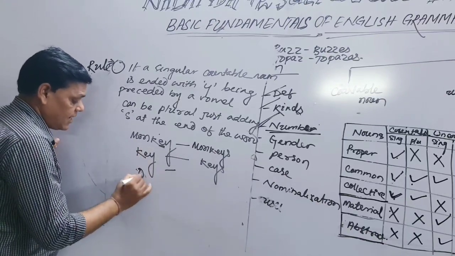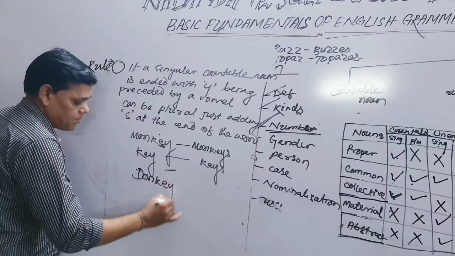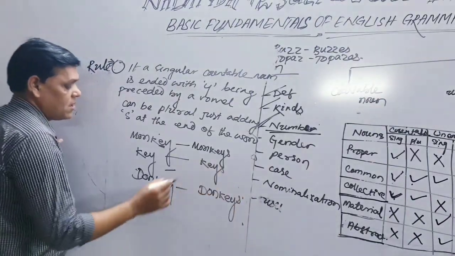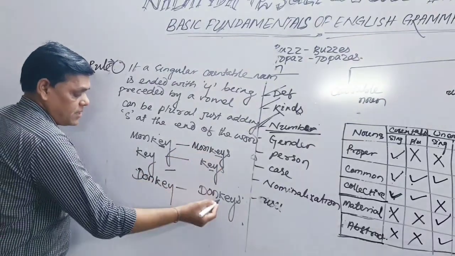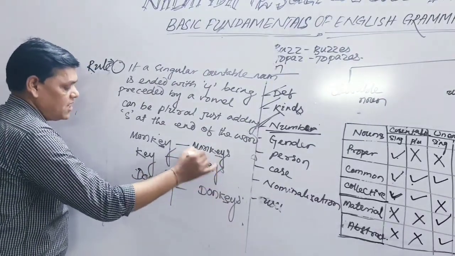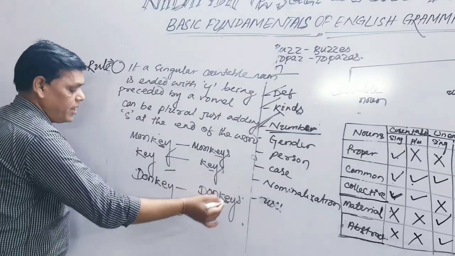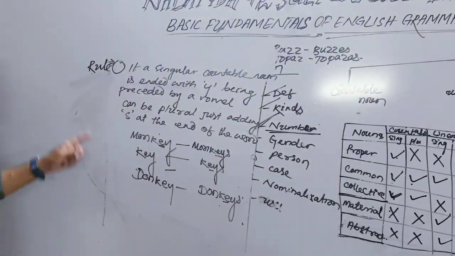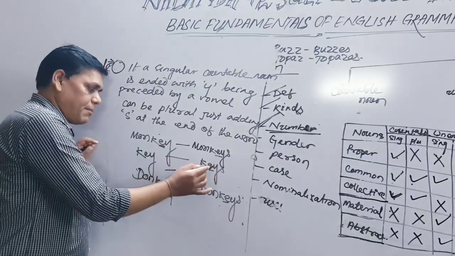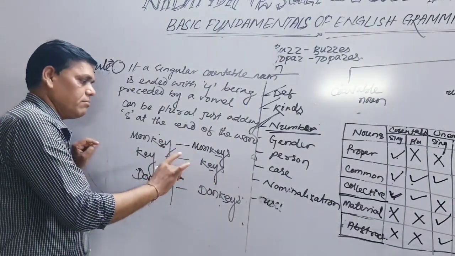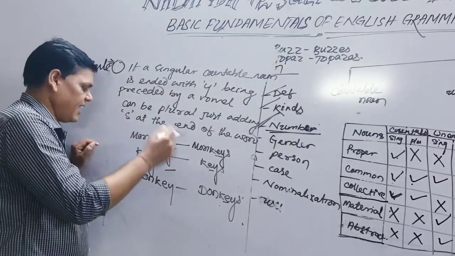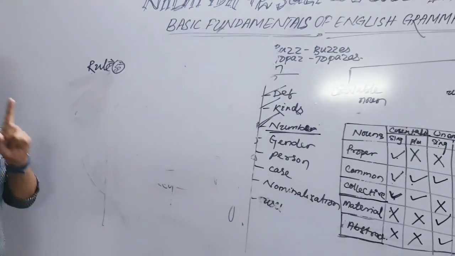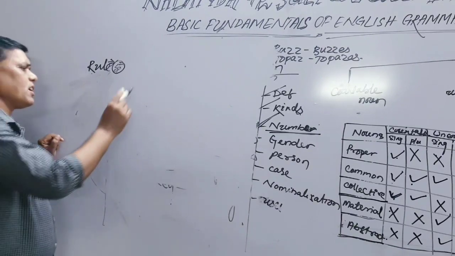Monkey, key, donkey. Donkeys. Generally, these are ended with E before the letter Y, so we make them plural by adding only S. This applies not only to E, it may be O, U, or any other letter related to vowels, in the changing process of a noun from singular to plural.